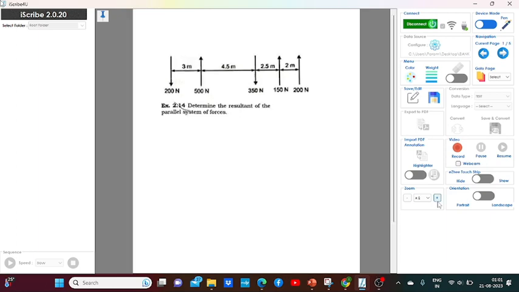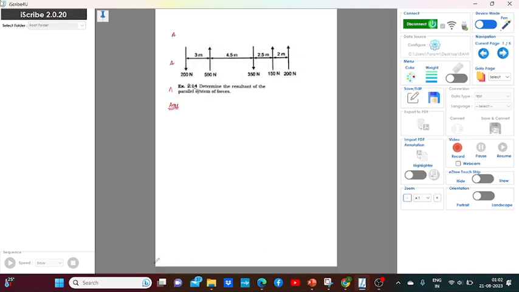Here we have a system of coplanar forces. This system I can draw, or rather it is already drawn. So determine the resultant of parallel forces. See, I'm writing the answer. They are asking the resultant of the parallel forces. The resultant of parallel forces: all the forces are in y direction, so summation of Fy will be my resultant.